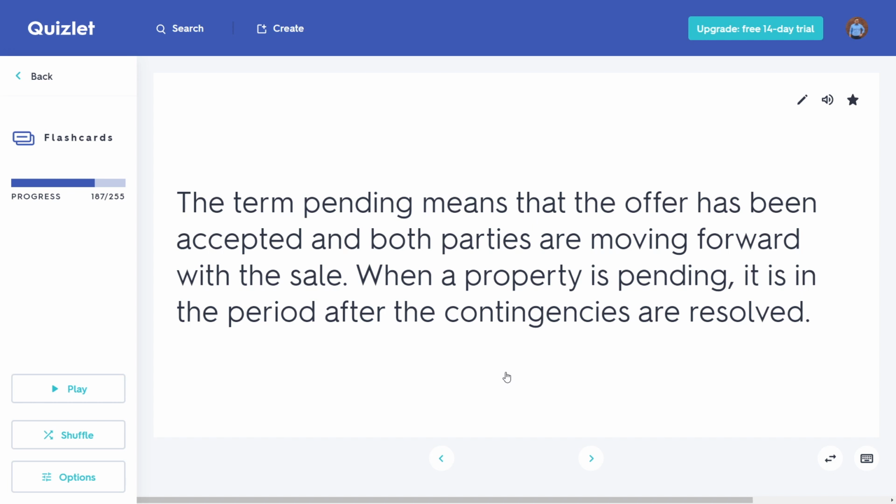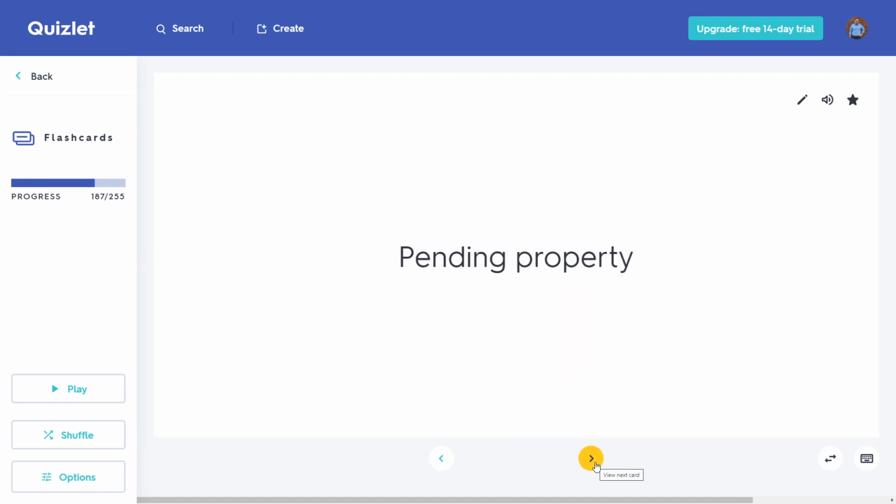Whether it be like they set closing for next month because maybe they need to get their stuff in order, whatever it might be, that would be pending. Contingent property, remember, is where there's a specific contingency involved. Like maybe they're only going to buy the property if they get financed, things like that. So there's a slight difference, but you do need to know the difference. All right, next one, percentage lease.